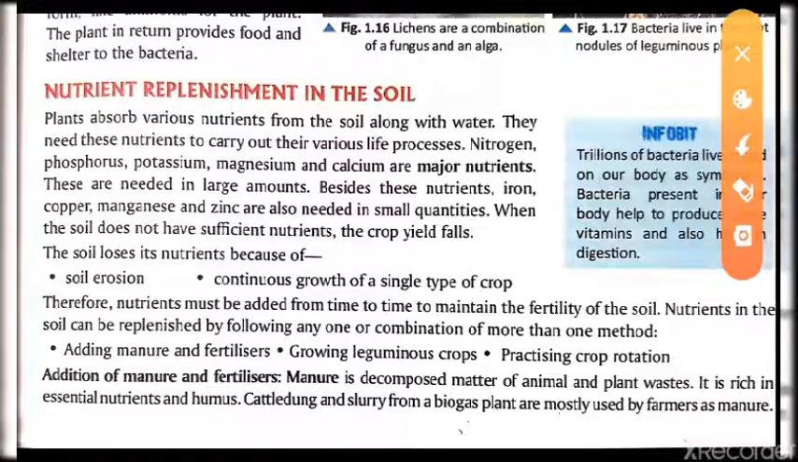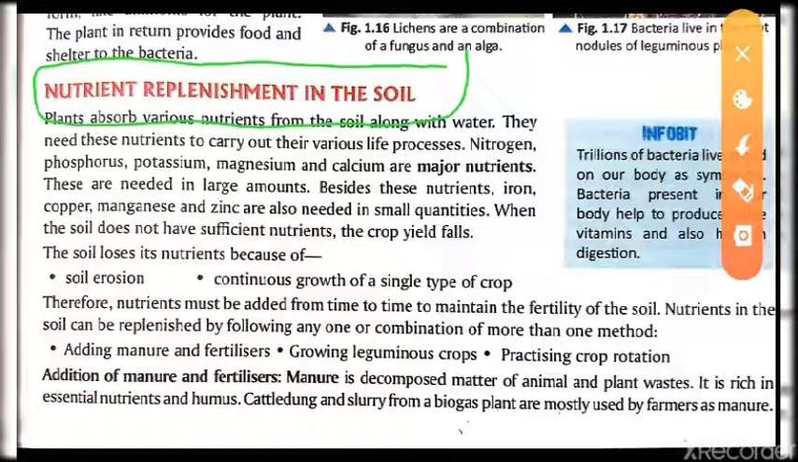Now what does this heading, nutrient replenishment in the soil, mean? That means how the nutrient is rotating in that soil. If in one season something is growing in that soil, that nutrient is transferred to that flower or to that plant, but in the next season how are they getting the nutrient again and again? So we are going to read about these things.